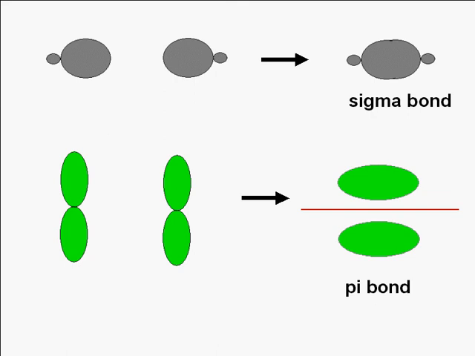When we say that there is a node here, we mean that the probability of finding the electrons described by the bond is 0 here. For sigma bonds, the internuclear axis is not a node.